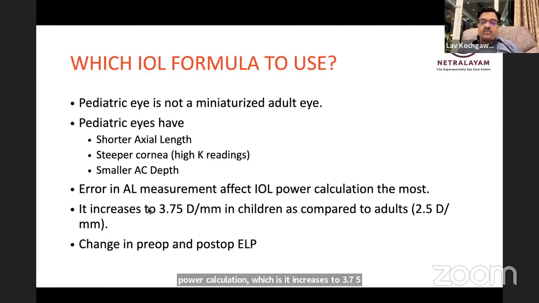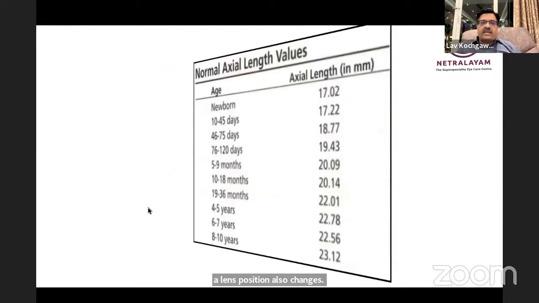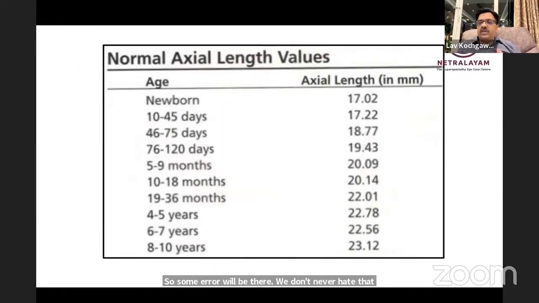Another important issue why we have not achieved that perfection is the effective lens position, because after surgery, when we are doing a posterior capsulorhexis and anterior vitrectomy, the effective lens position also changes. So some error will be there. We never hit the target, but that is not the aim also, because we have to aim at a slightly hyperopic child, and we don't aim for total emmetropia.